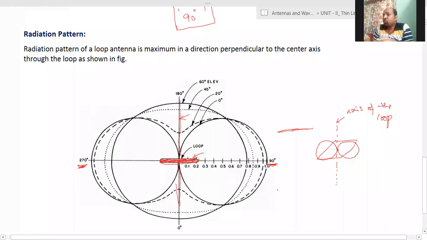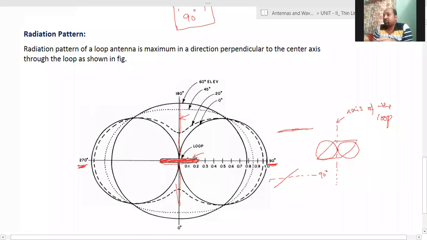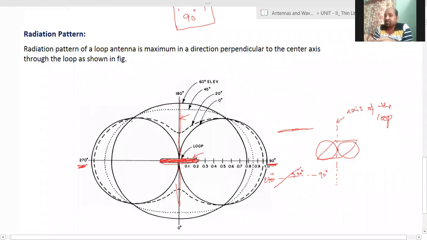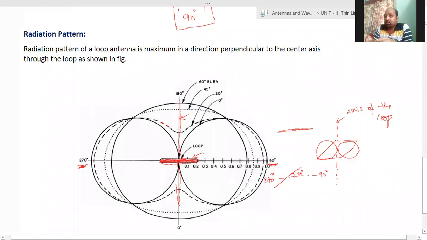For example, if the loop antenna is elevated to 20 degrees like this, so this is the axis, 90 degrees and 270 degrees elevated. If the loop antenna is elevated to 20 degrees, the radiation pattern will be like this. You can see here, this one is the radiation pattern for 20 degrees.